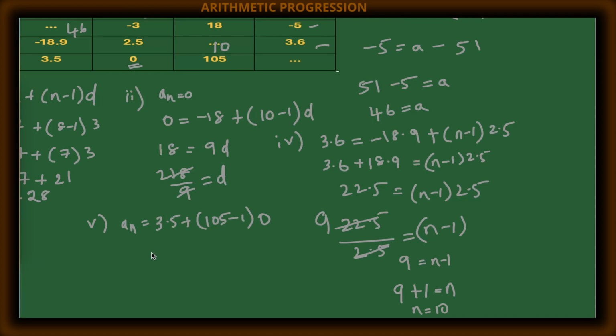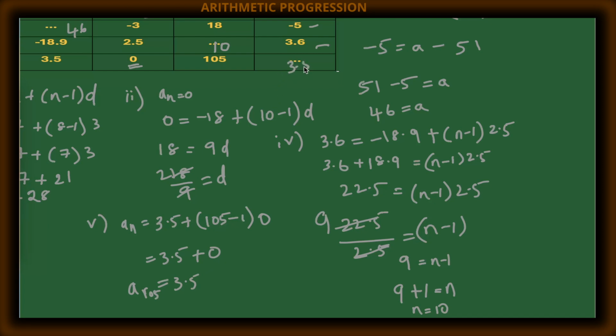Okay, let's try to solve here. So 3.5, 105, whatever you do, multiply with 0 becomes 0. Okay, so it becomes 3.5. So this will be an, we know it. An is nothing but 105. Okay, so a of 105 is 3.5. A of 105 will always be 3.5.